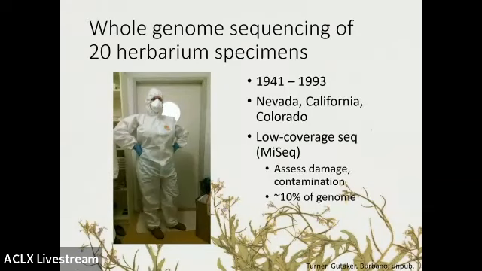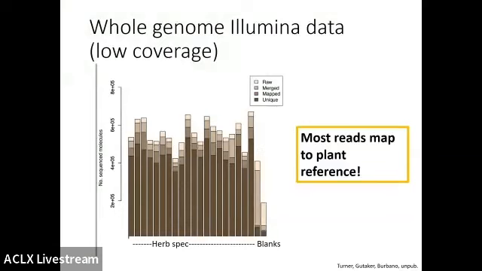Okay, back to the genomics. With the help of some collaborators of mine at the Max Planck Institute in Tübingen, I got to pull on this extremely fashionable outfit. And we produced sequencing libraries for a pilot set of 20 herbarium specimens, ranging in time from 1941 to 1993. And these were collected from Nevada, California, and Colorado. And we then sequenced these to low coverage, getting about 10% of the genome back to look for patterns of ancient DNA damage and non-target species contamination. And this is what we found.